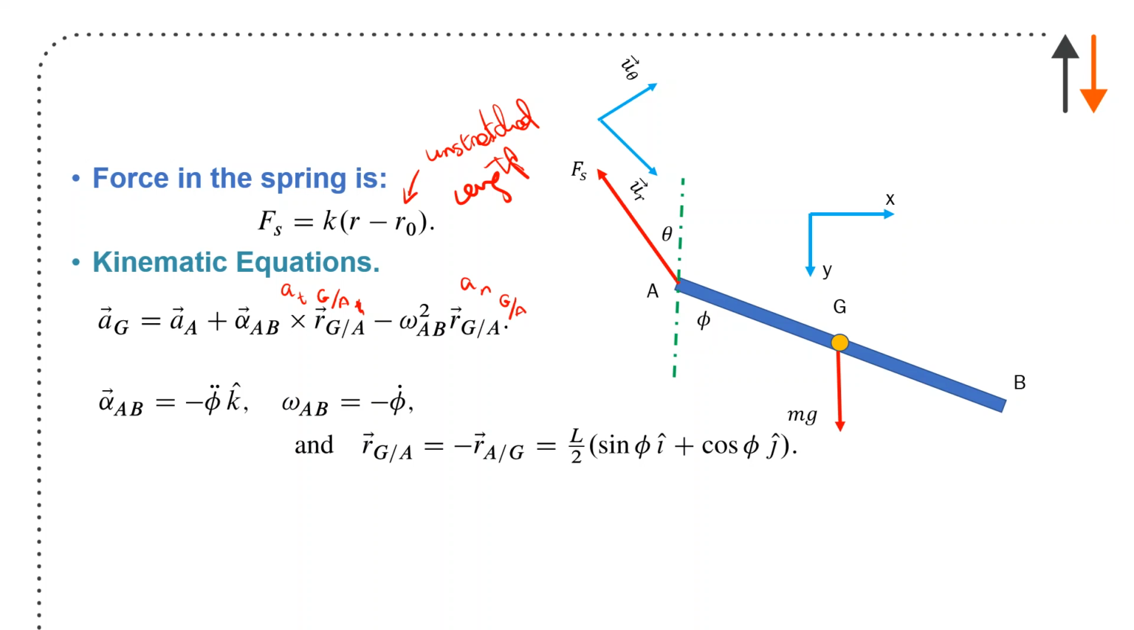Putting in all the terms and recognizing that certain things are not going to change. For example, R doesn't change between G and A, so alpha AB is only going to depend on phi double dot, and so minus phi double dot K. And omega also doesn't change with R, and so it's going to be phi dot. And so you end up with Rg with respect to A, which is equal to negative Ra with respect to G, which is L over 2 sine phi I plus cos phi J.